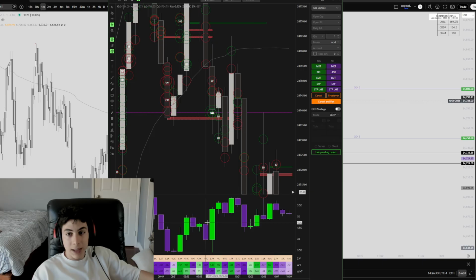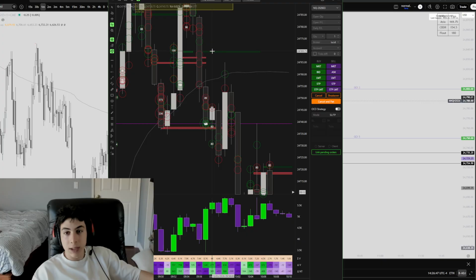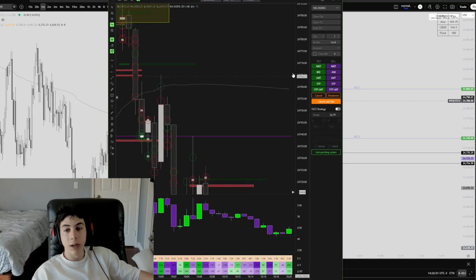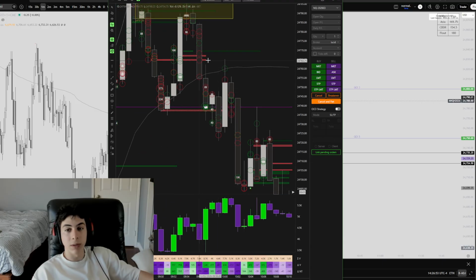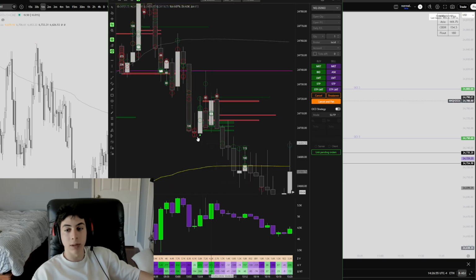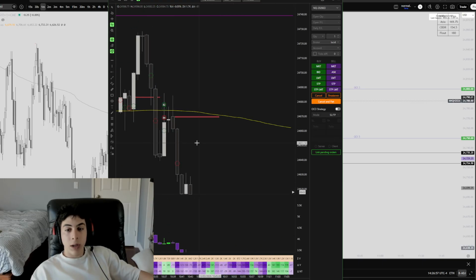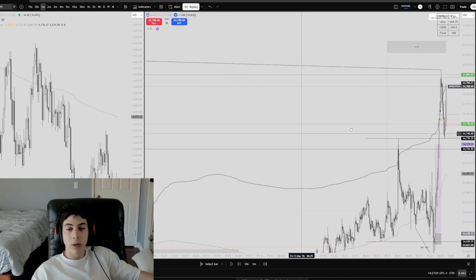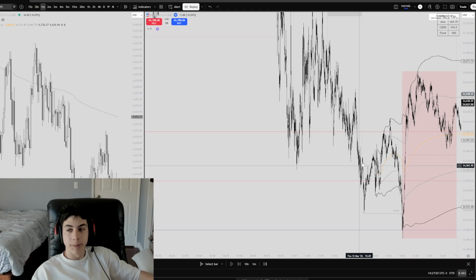So you can take an entry here, around here, putting your stop at this protected zone where we have our sellers, where we have all this type of stuff, and you could take that, or you could just wait for a retrace and catch this whole move down. But yeah, that was essentially my trade. Now I'll go over yesterday's trade real quick.